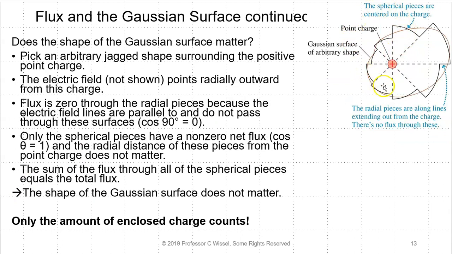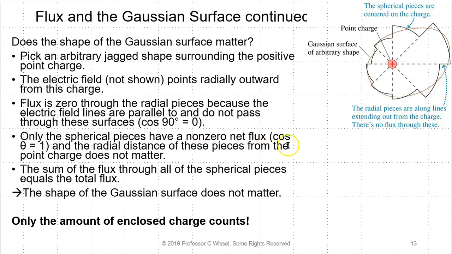Does the shape of the Gaussian surface matter? We're going to pick an arbitrary jagged shape surrounding a positive point charge. The electric field, which is not shown, points radially outward from this charge. The flux is 0 through any of these radial sections, the ones that point radially outward of this surface, because the cosine of 90 degrees equals 0. Only the spherical pieces have a non-zero net flux. The cosine of theta equals 1.